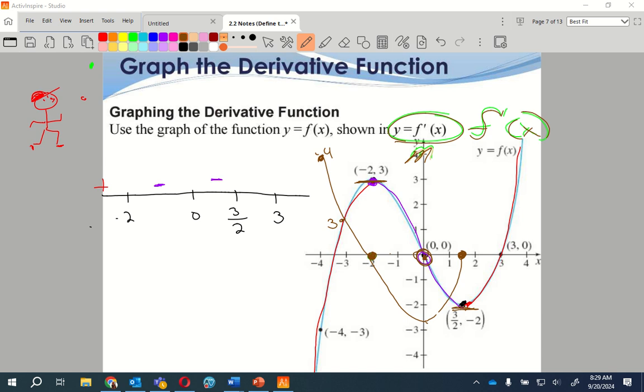Now right here, at 3/2, what happened right here at 3/2? He hit zero, right? Zero slope, and he's going from decreasing over to increasing, right? So if I'm talking about my little man here, my little man's starting to climb back up. So once he starts climbing up, that is a positive slope again, right? So therefore, right here is where it changes to a positive slope.